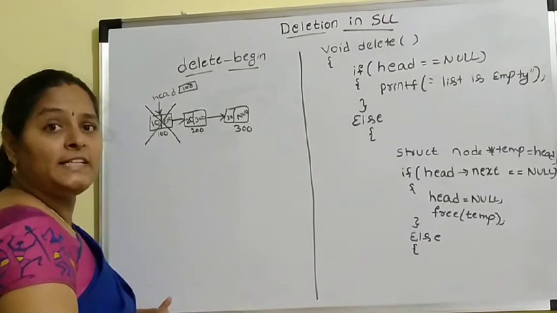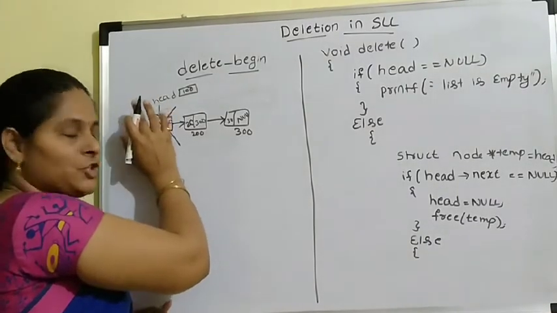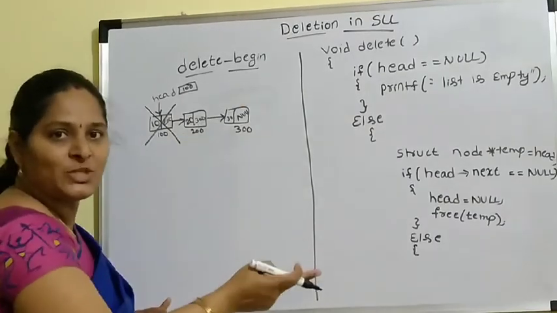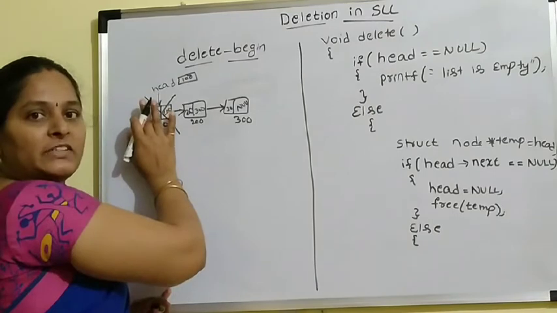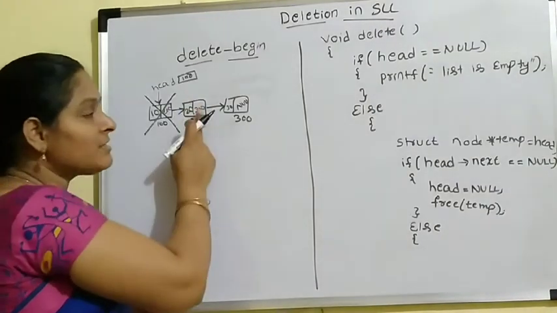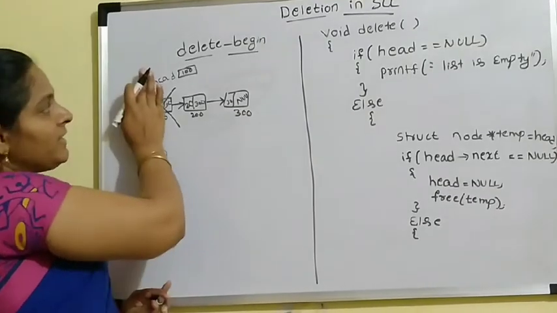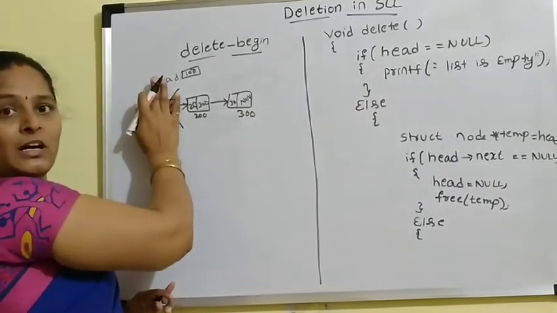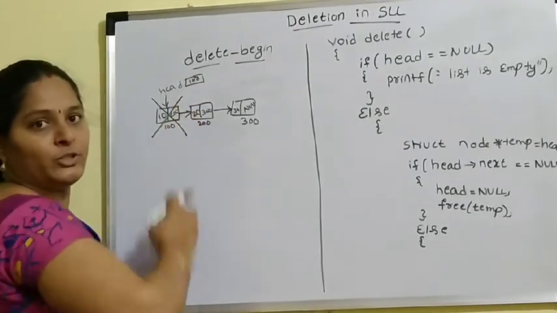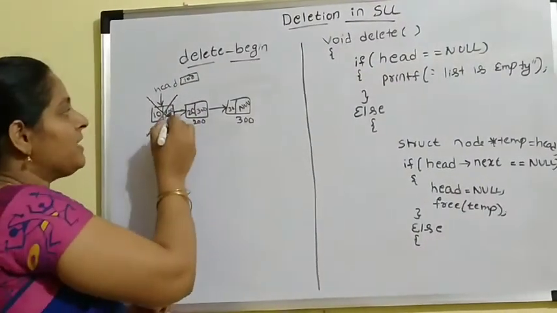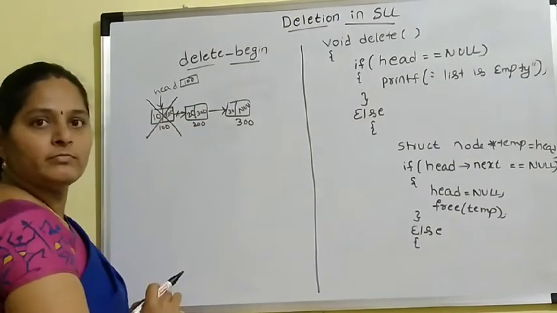Okay, so how to delete the first node? If you delete this first node, after deletion, the second node becomes the first node in the list, right? So if you want to delete the first node, first make the second node the head node, then delete it. Because if you directly remove the head node, after that we can't make the second node the head node. Why? Because if you remove this node, automatically this connection will be disconnected.